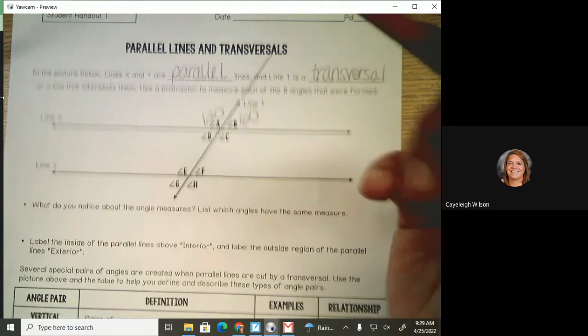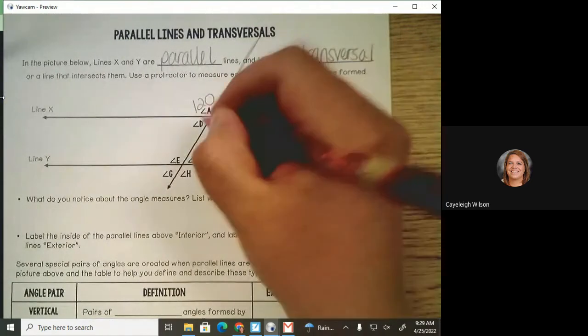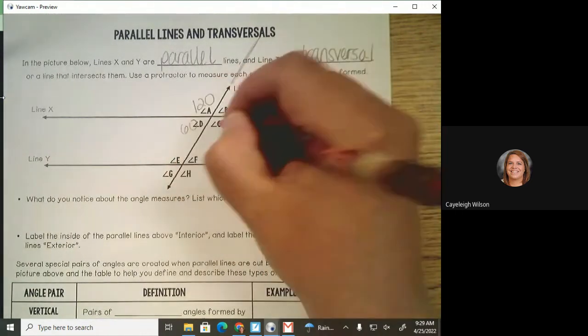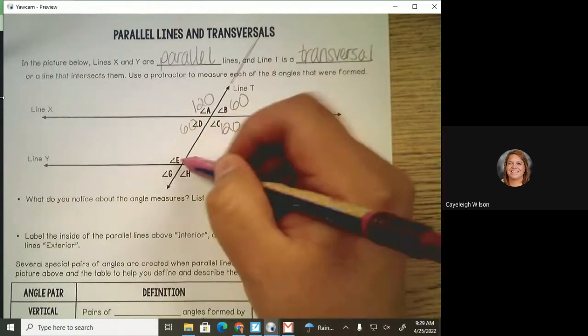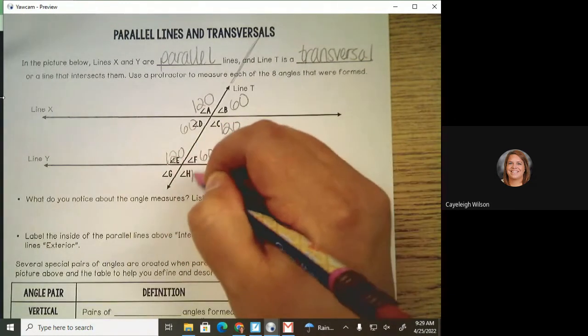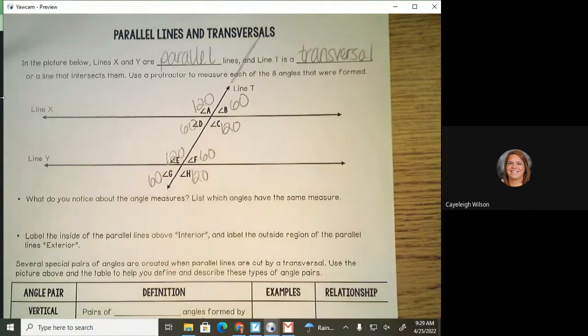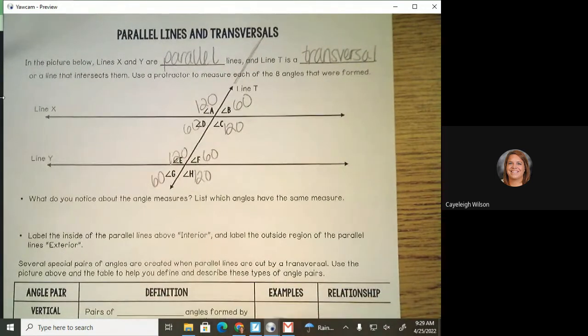Okay, so when you measured this one, you should have found that this was 60 and this was 120. When you measured down here, you should have found that this was 120, this was 60, this was 120, and this was 60. All right, so it says, what do you notice about the angle measures? And then list which angles have the same measures.